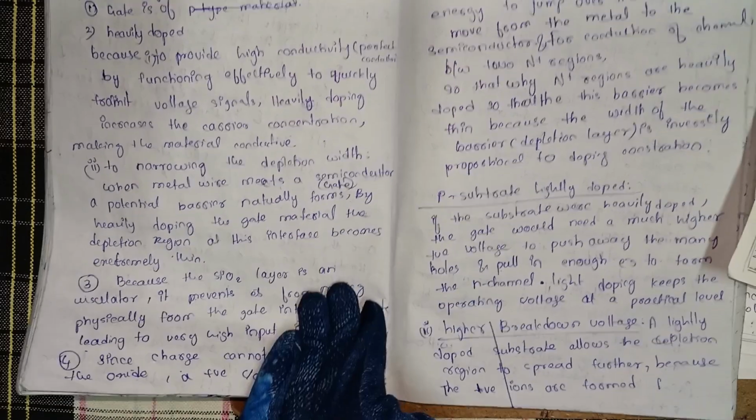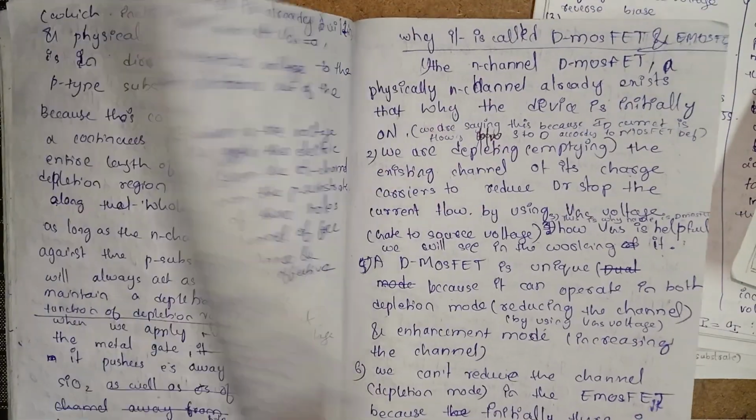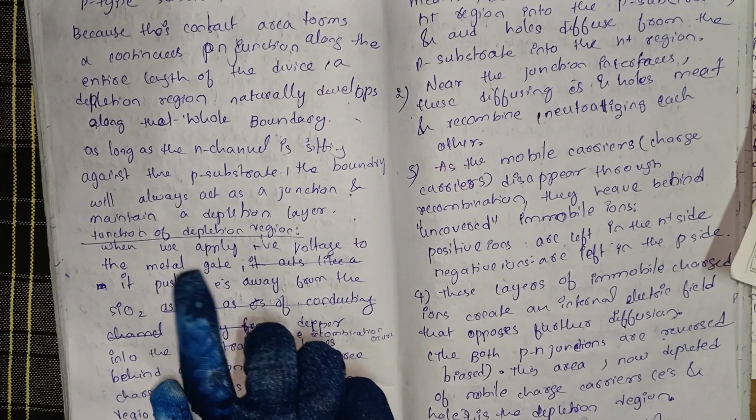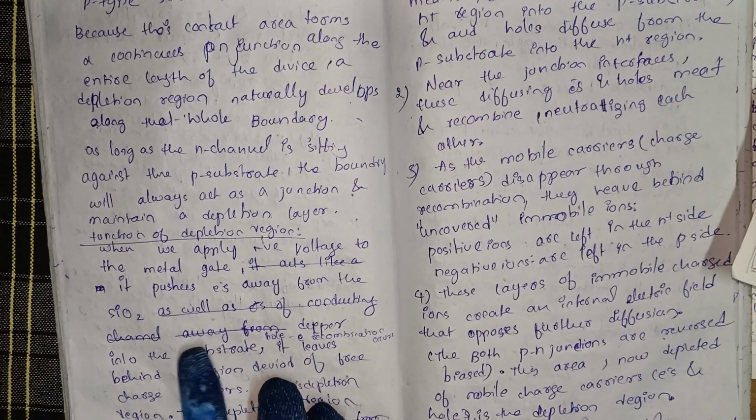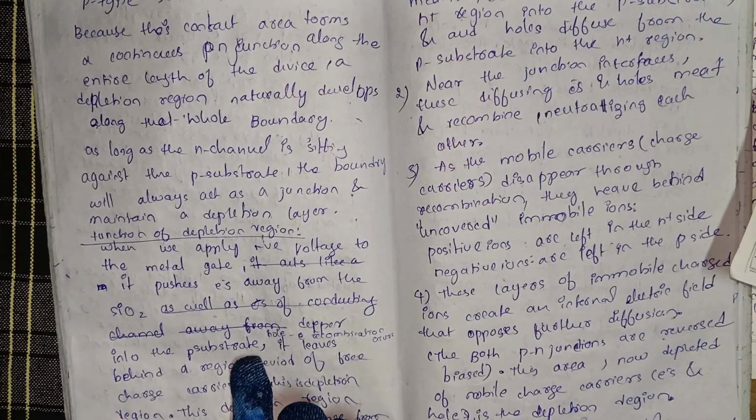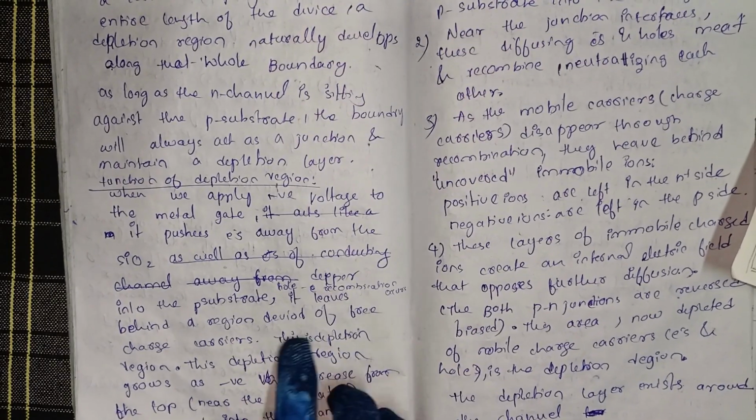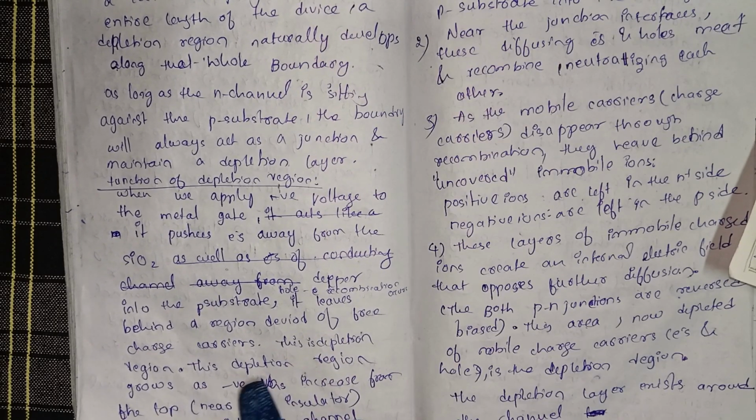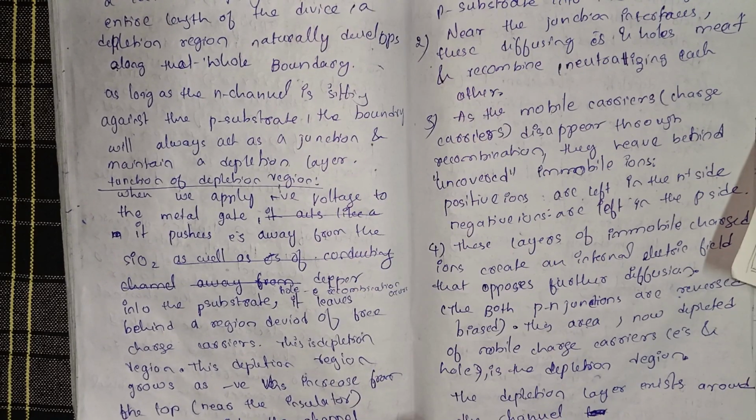And in the D MOSFET, when we apply a negative voltage to the metal gate, it pushes electrons away from the silicon dioxide deeper into the P substrate. Electron-hole recombination occurs. It leaves behind a region devoid of free charges. This is a depletion region. This depletion region grows as the negative voltage increases, from the top downward into the channel.